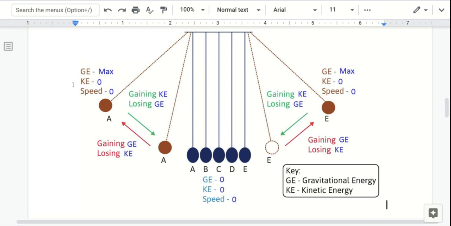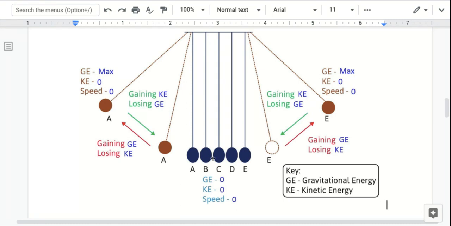So right here at the starting point, if I were to pull this ball out to start my Newton's cradle, ball A, I would have a maximum amount of gravitational energy, 0 kinetic energy, nothing's moving, and 0 speed. As it works its way back to the cradle following the green arrow, sorry, my dog just sneezed if you heard that in the background, it's gaining its kinetic and its movement energy. It's losing its gravitational energy.